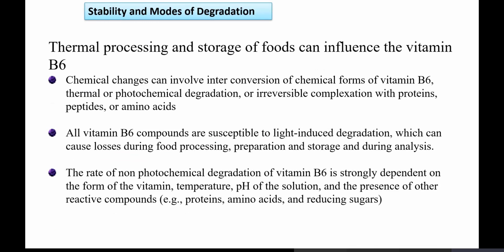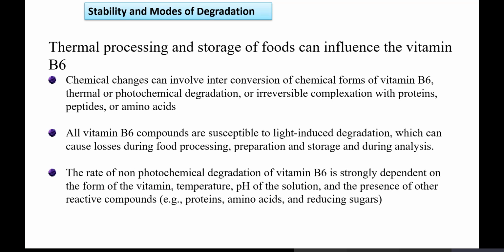So what is its stability and modes of degradation? Thermal processing and storage of foods can influence vitamin B6. Chemical changes can involve interconversion of chemical forms of vitamin B6, thermal or photochemical degradation, or irreversible complexation with proteins, peptides, and amino acids. All vitamin B6 forms are susceptible to light-induced degradation, which can cause losses during food processing, preparation, storage, and also during analysis.